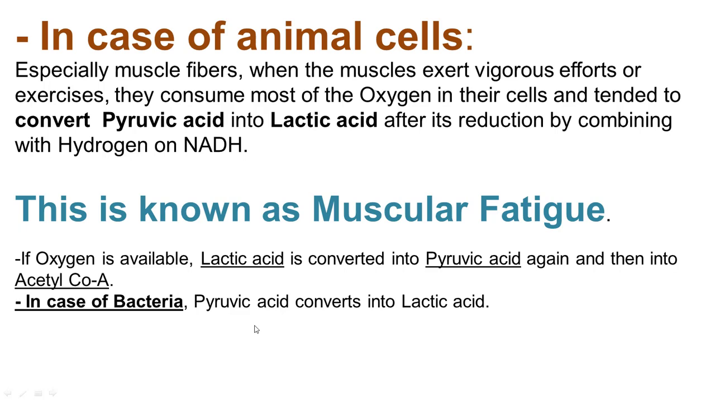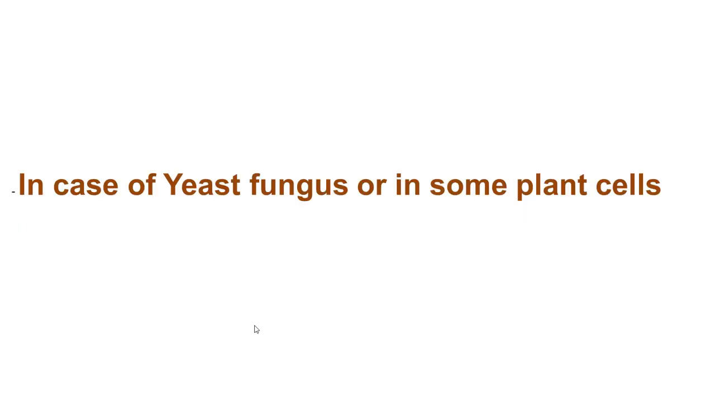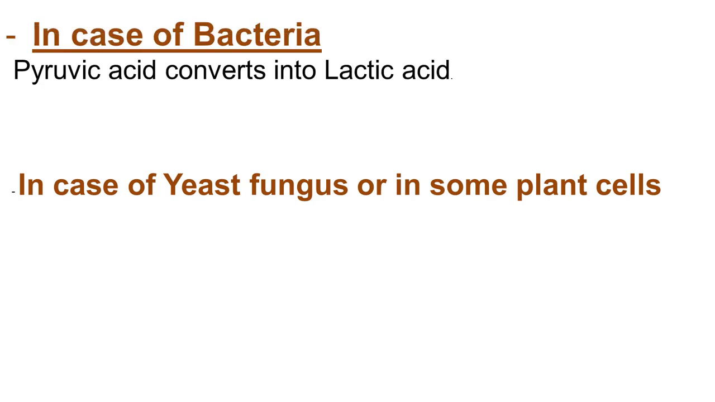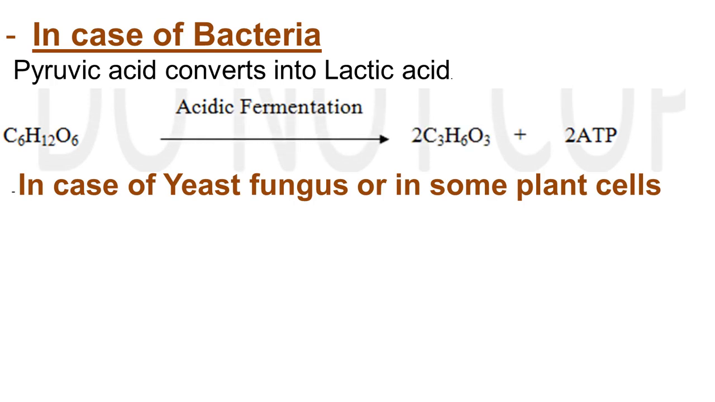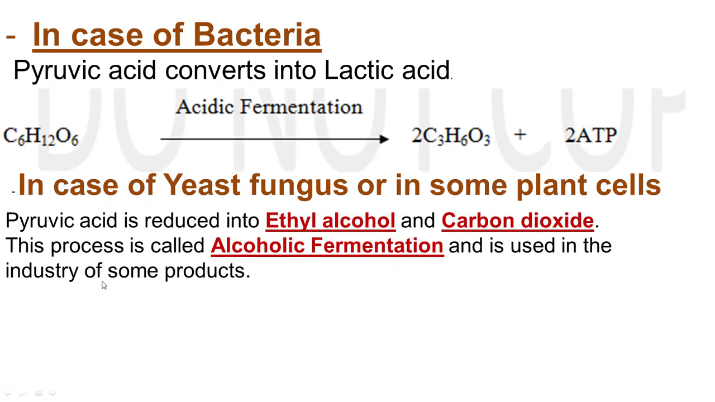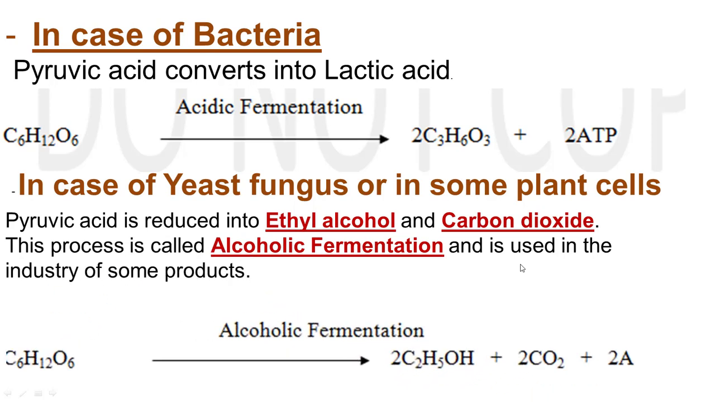In the case of bacteria, pyruvic acid is also changed into lactic acid, the meaning of acidic fermentation, as you see here. In the case of yeast, fungi, or some plants, it is called alcoholic fermentation. So pyruvic acid here changes into ethyl alcohol and carbon dioxide. This is used in a lot of industries, like the bakery industry.